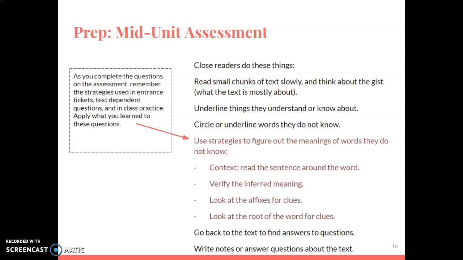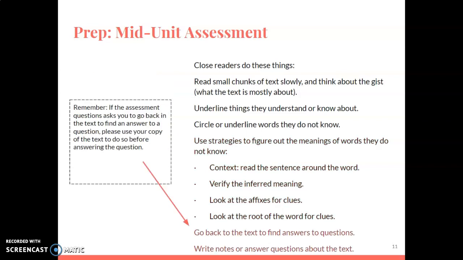As you complete the questions of the assessment, remember the strategies that we used for the exit tickets, text-of-the-minute questions, and in-class practice. Apply what you learned to these questions. Remember, if the assessment questions ask you to go back to the text to find an answer, please use your copy of the text to do so before answering the question.